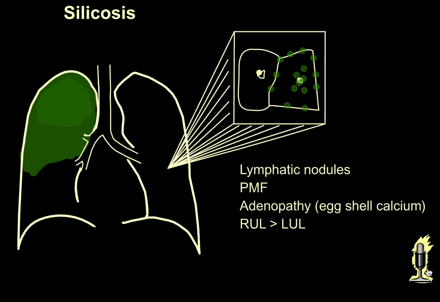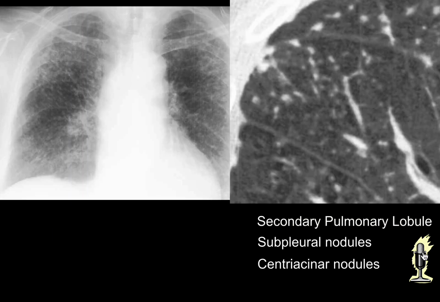Similar to sarcoid and EG, silicosis primarily involves the upper lobes, particularly the right. Nodules may aggregate into large masses known as progressive massive fibrosis. Adenopathy is also common, which may have eggshell calcification. Note the severity in the upper lung, especially the right. Nodules are concentrated primarily in lymphatics and will be associated with both the periphery and centri-acinar portions of the lobule.